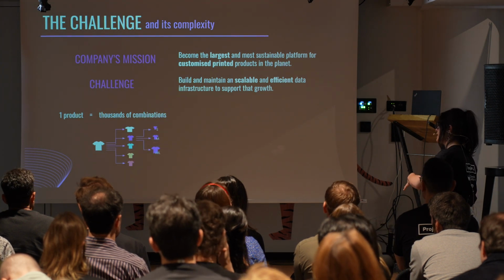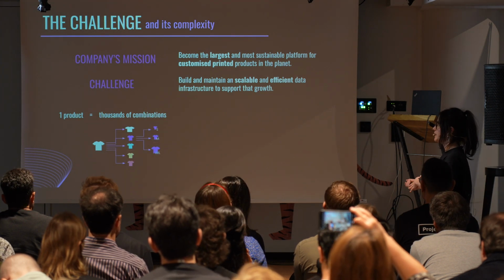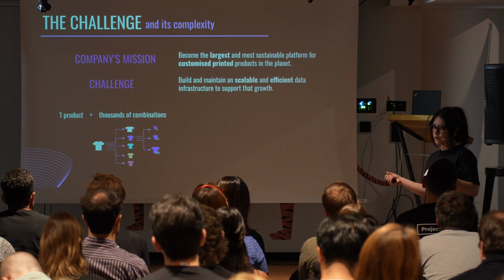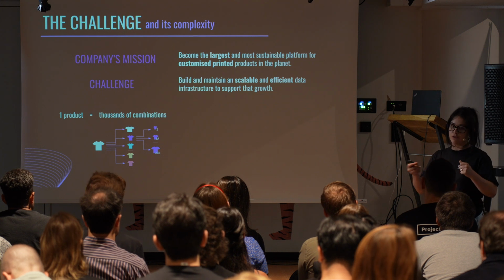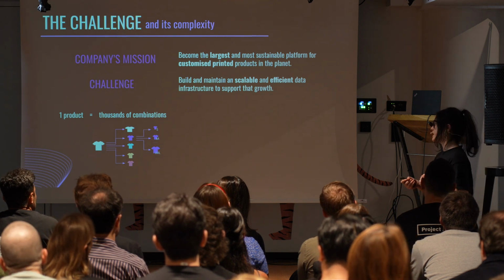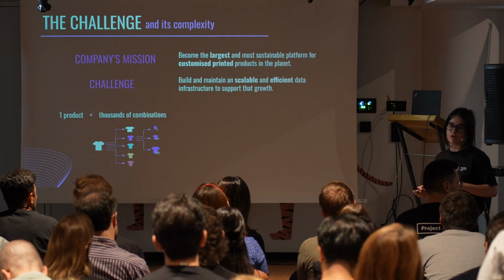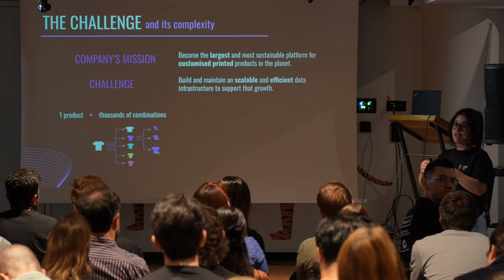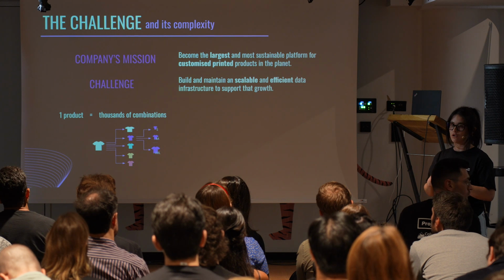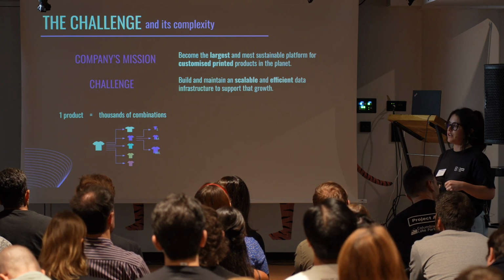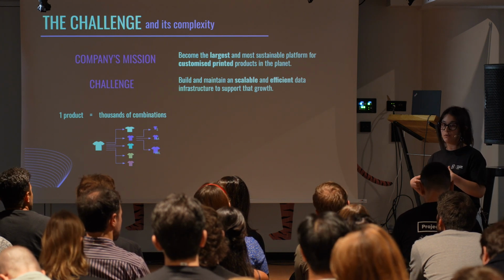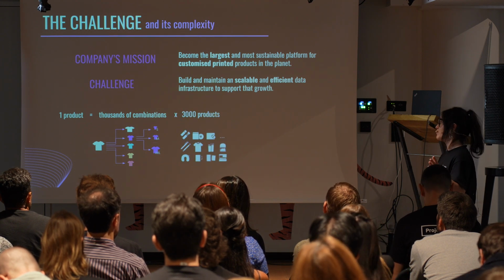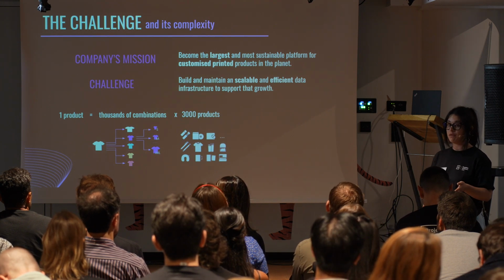So what's the complexity? Well, one product, as I was explaining, translates to thousands of combinations. If you just think about a t-shirt, if you go to any clothing company, you can buy it in 5 different colors. You can choose from 6 different sizes, probably, but you don't have that other layer of complexity that is the printing, so the customization. You cannot decide how big you want your print to be, or whether you want print or not. Apart from that, we have more than 3,000 products right now live on the website.